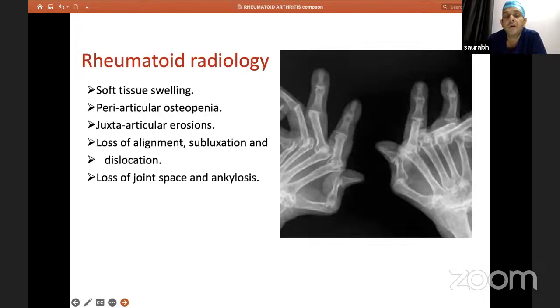So radiology. These are the things we try and pick up: any soft tissue swellings, any osteopenia, erosions, subluxations, dislocations, loss of joint spaces, and finally ankylosis. So any X-ray given to you, these are the features to describe.